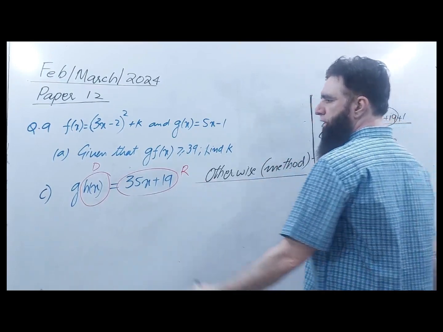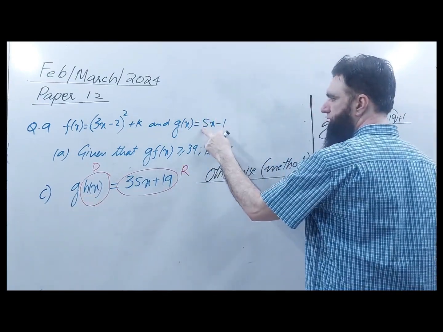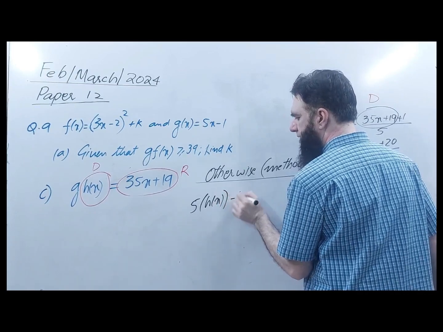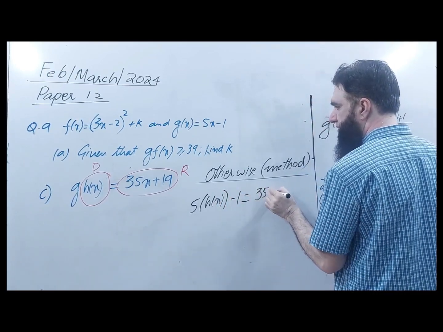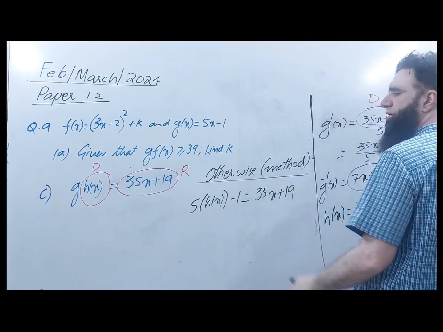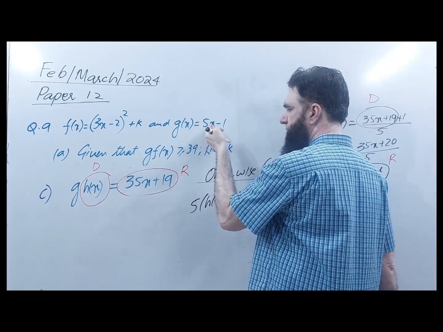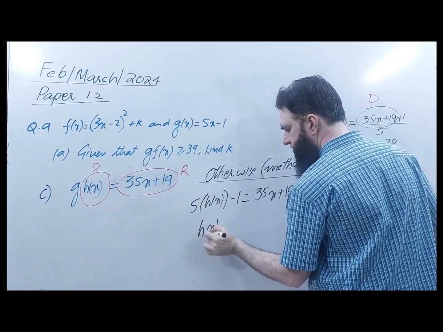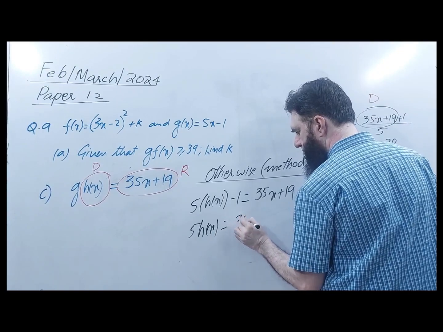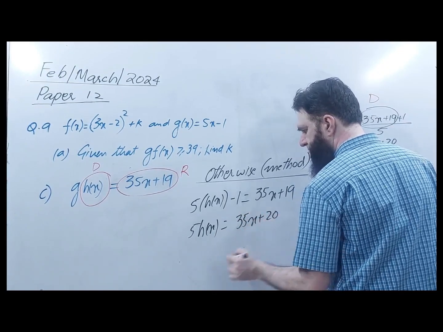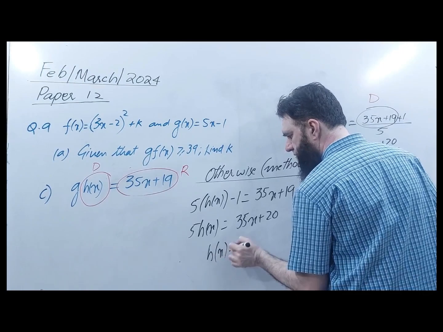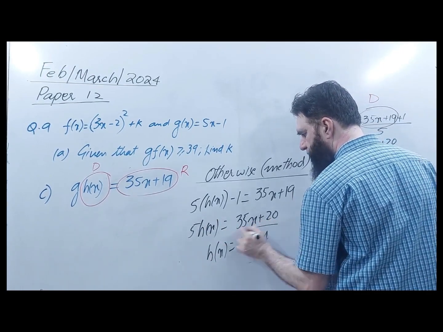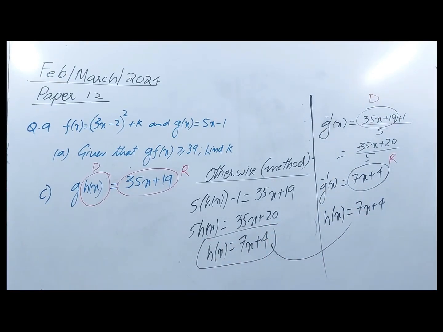Otherwise, what is that? You put h in the g function, in place of x minus 1. This is equal to 35x plus 19. When you put h in place of x in the g function, what you get is this, and from here you can find h(x). This becomes 35x plus 20, and if you divide both by 5, you get h(x) equals 7x plus 4. This is your h function.